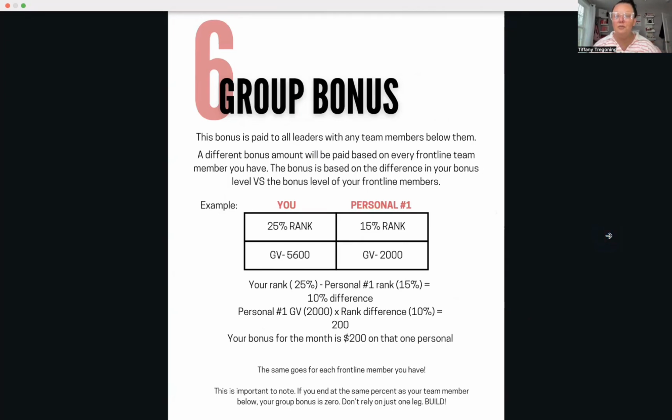Okay, going into group bonus. So this is for anybody that is starting to grow a team. Okay, so you start enrolling new FIs underneath of you. They start hitting ranks, they start growing their teams, and this is where you're going to start earning a group bonus. Okay, so the group bonus is going to depend on a few things. And again, I have a little example here for you. So let's just say you end at the 25% rank. Okay. Your total GV for your team was 5,600 in GV.